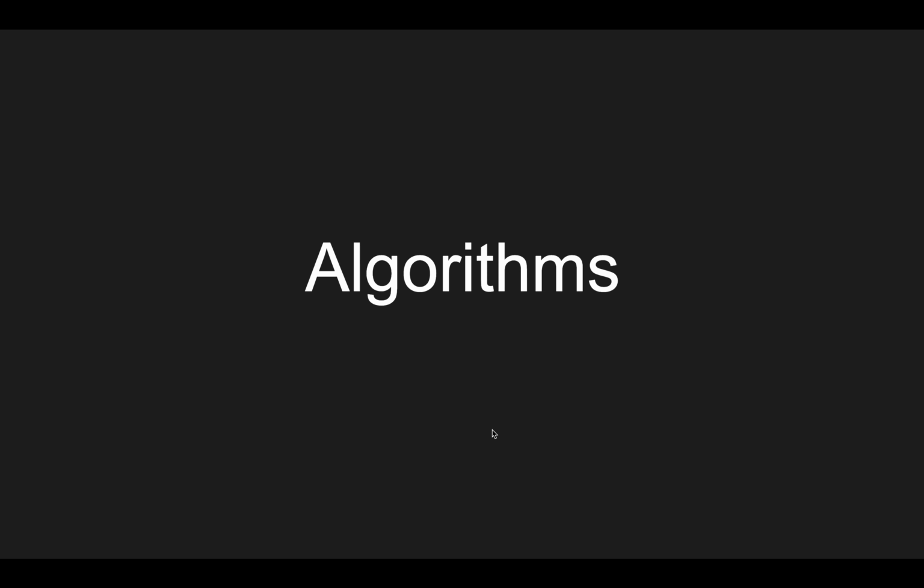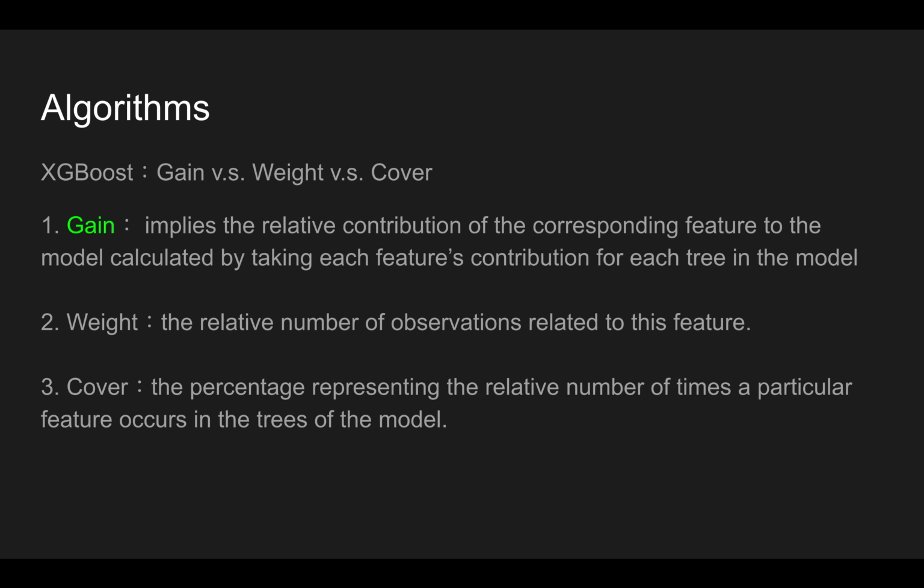Following is the outline. First, I want to talk about the algorithm used in the project, that is XGBoost. XGBoost has its own built-in feature importance indicators: weight, gain, and cover. Among them, gain is the one that can precisely show the feature importance.